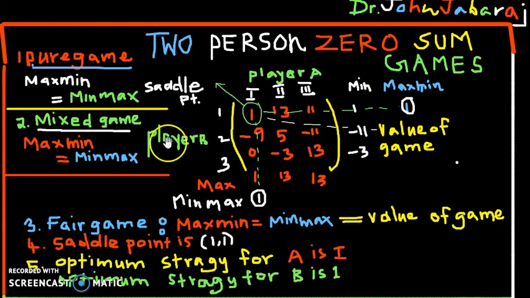If it is a mixed game, it means maximin is not equal to minimax. You have to write maximin is not equal to minimax, then it is called a mixed game. If both are equal, then it is called a pure game. And only two players are playing, such that the loss of one player equals the gain of the other player. Therefore this is called a two-person zero-sum game.